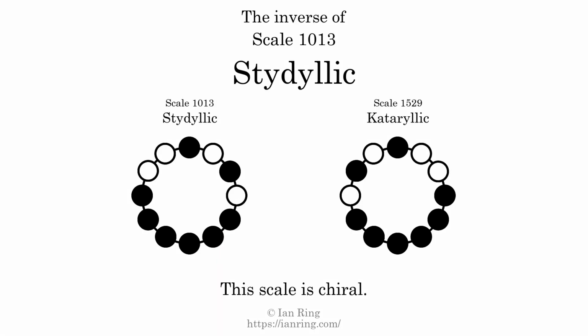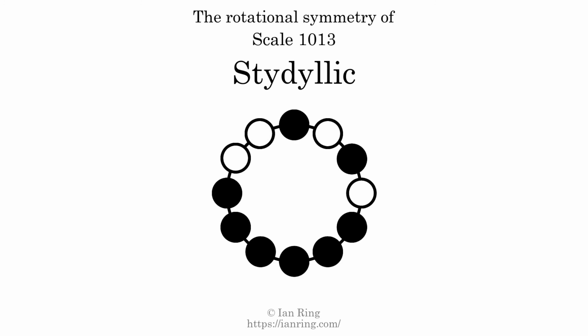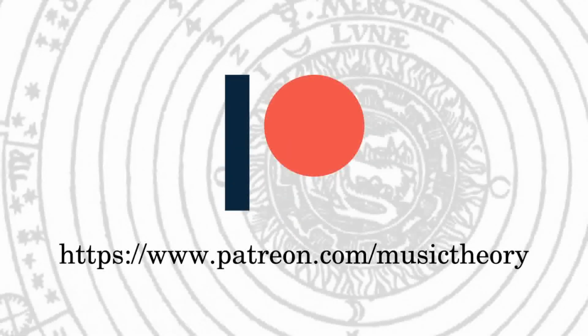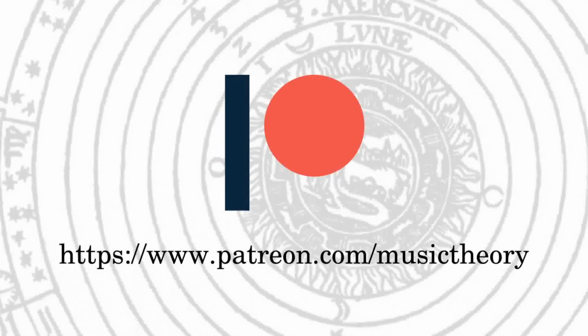The inverse of a scale is a mirror image. It is what you get when the sequence of intervals is reversed. The inverse of this scale is scale 1529, also known as Stydyllic. This scale is chiral. It cannot transform into its inverse by rotational transformation. This scale has no rotational symmetry. For even more detail about this scale, visit ianring.com/musictheory/scales/1013.